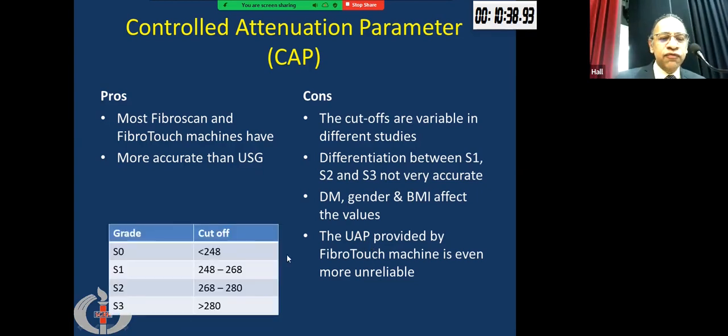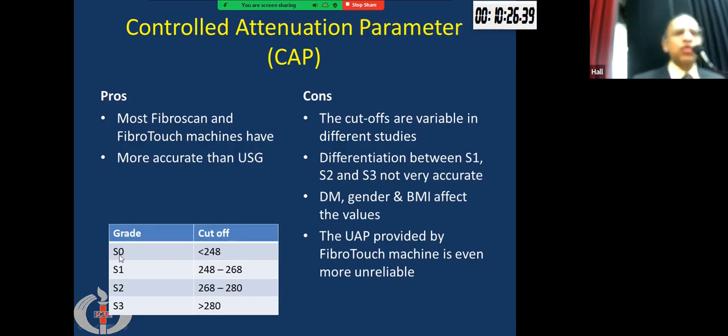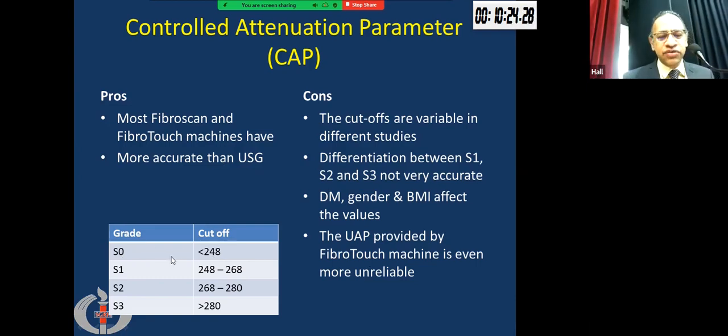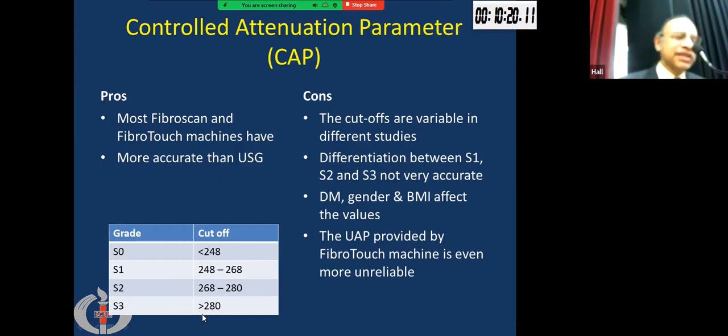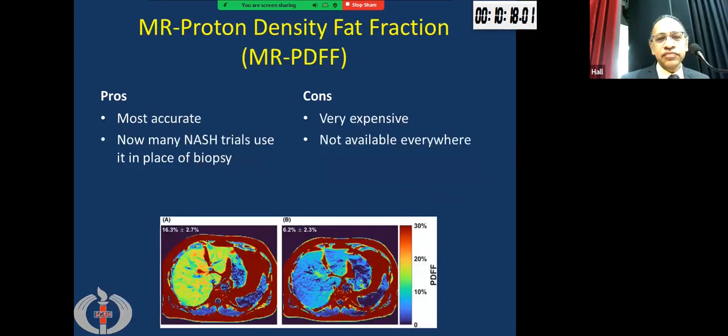According to various meta-analyses and some of the Indian studies, the cutoffs given for the CAP are mainly: if it is less than 248, then we can rule out any steatosis. But if it is more than 280 or 300, then the person has significant steatosis.